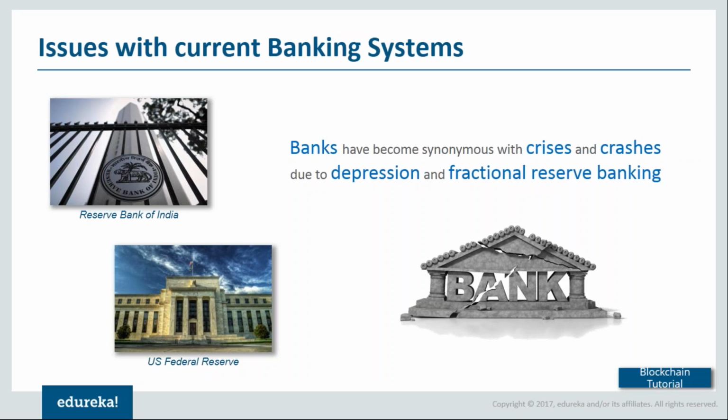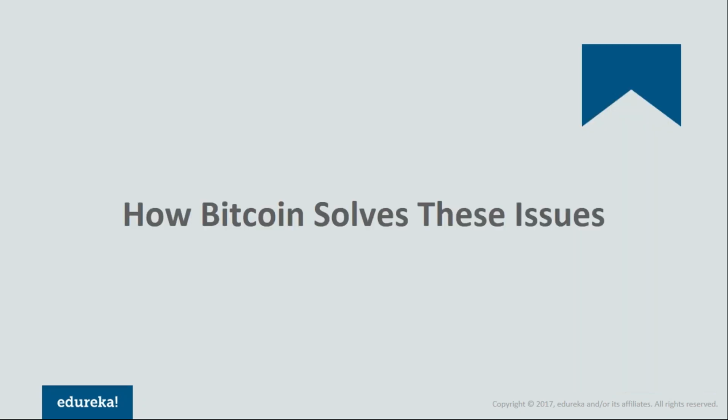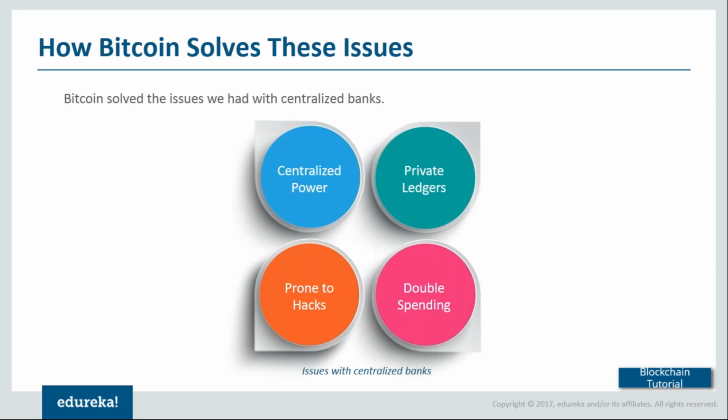So now comes the question: how can Bitcoin solve these issues? To understand this, let's take these four issues. The first is the issue of centralized power. When I talk about centralized power, every monetary system out there today is controlled by a central governing authority. It could be a federal body, it could be a single personality, and so forth. Almost all currencies out there today are controlled to an extent by a central authority.